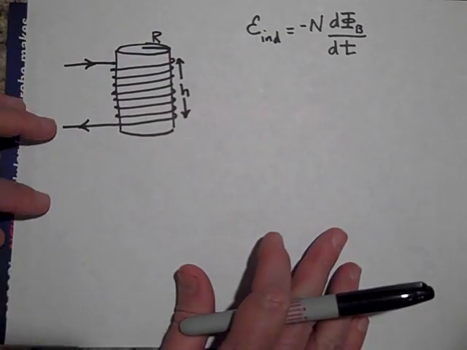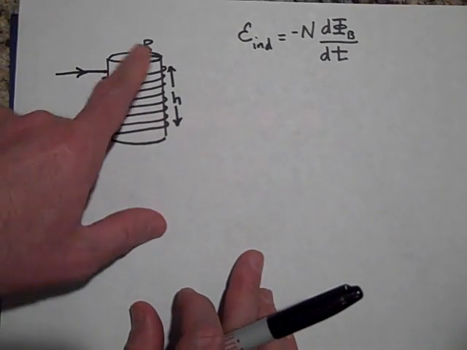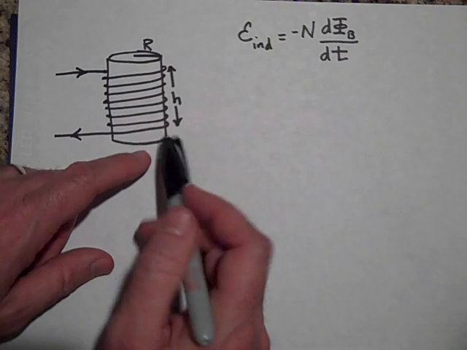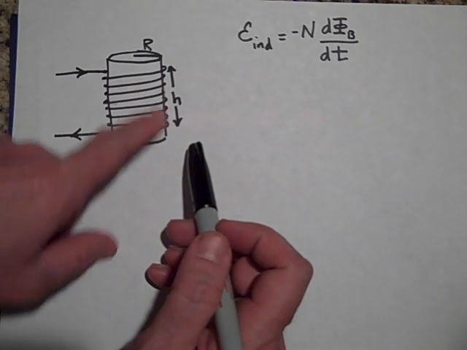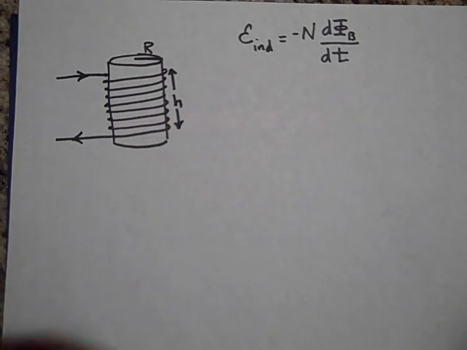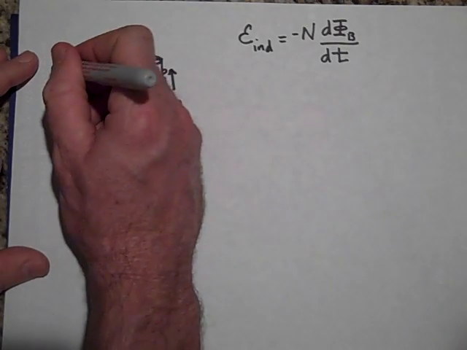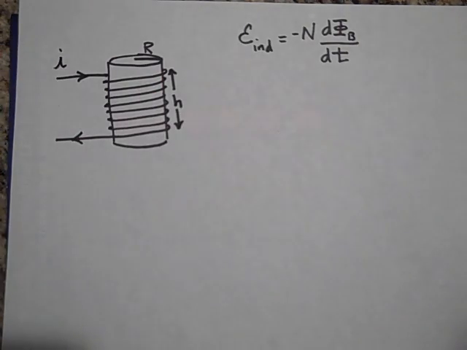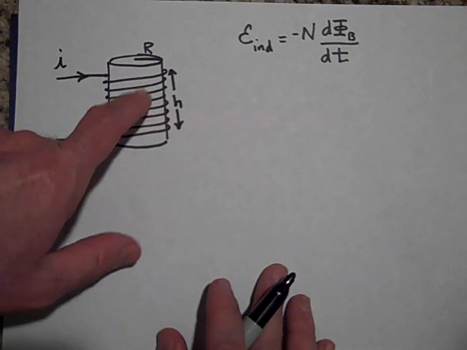Okay, so let's say that we have a solenoid here, and the solenoid has a radius r and a height h. I'm calling the height the distance from the first winding to the last winding. Let's say it's tightly wrapped. And here's a current, and the current's changing with time, but I'm not going to specify just how fast. But it is changing with time, and so there's a change in flux in here.